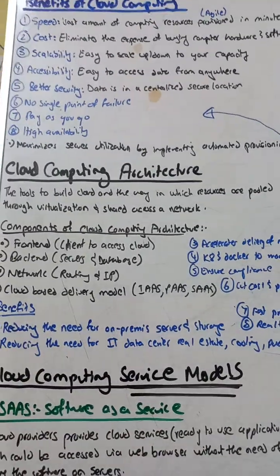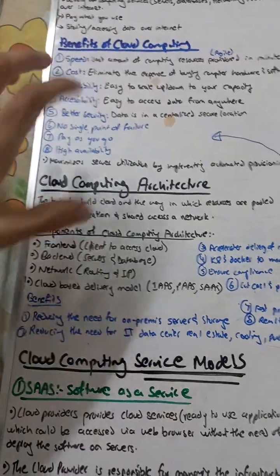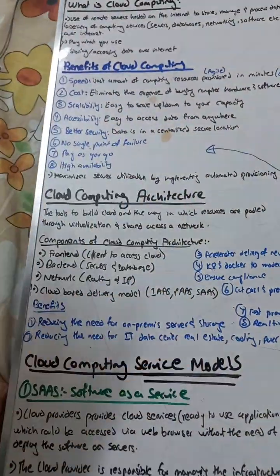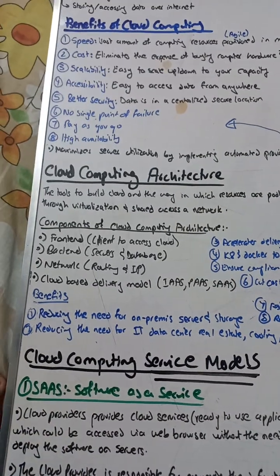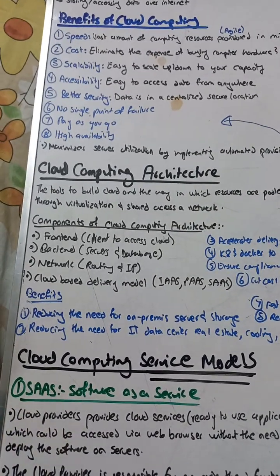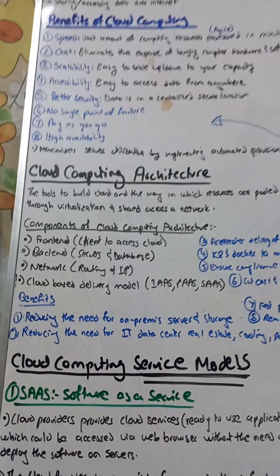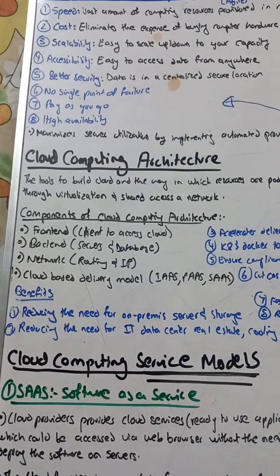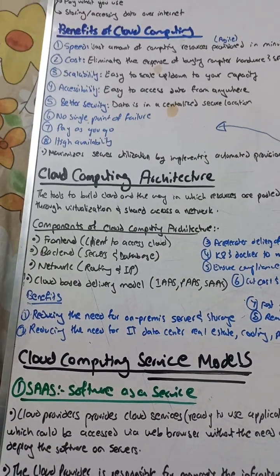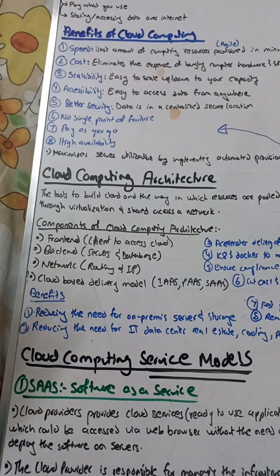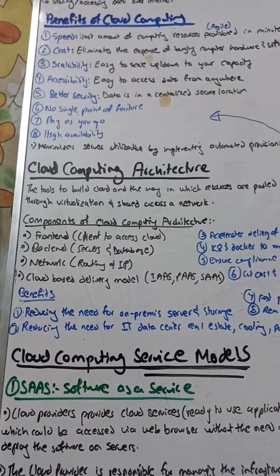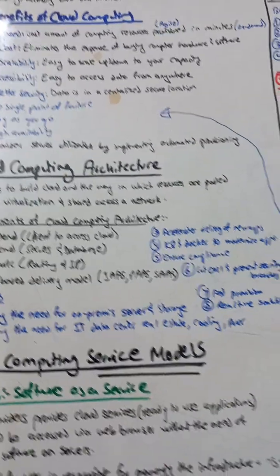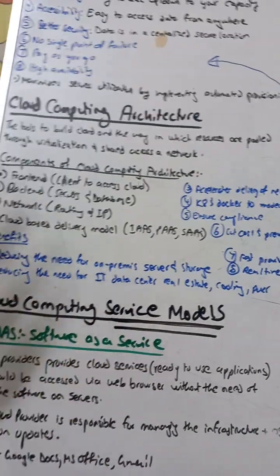What is cloud computing architecture? The way you're going to design a cloud computing architecture is that, first of all, you're going to need a front end through which the client can interact with your cloud interface. Second is going to be some sort of a back end which is going to be responsible for your databases and servers. Third is your networking to route your IPs, and the last is going to be your cloud-based delivery model, which is going to be either IaaS, PaaS, or SaaS. We're going to talk about what these are.